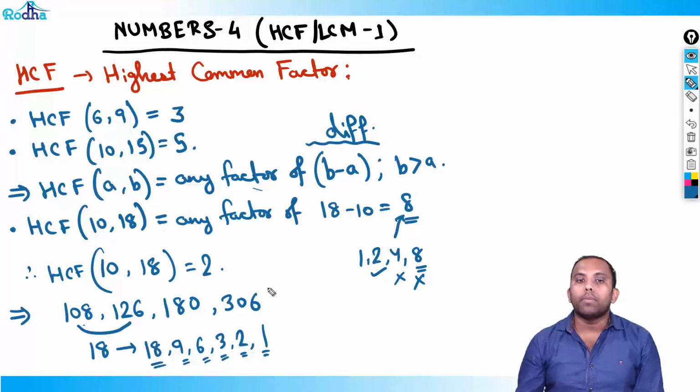So in these four numbers, I'll explain why I'm taking the shortest difference. I'll come to this point. Right now, how to find HCF? Take the shortest difference pair, and what is the difference here? 18. So the answer is any factor of 18, right?